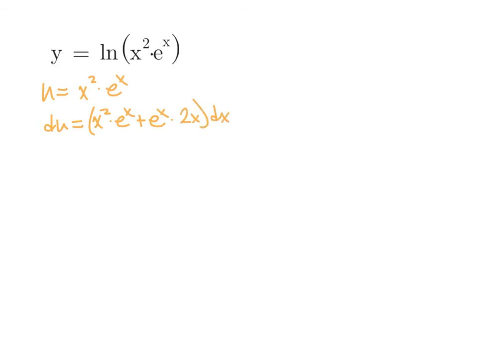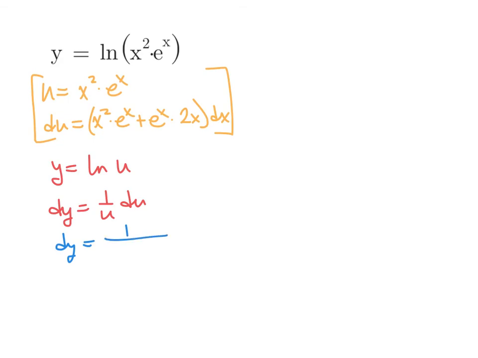That was all dx's. Now we can take that information, rewrite y in terms of u. So we'll have natural log of u and find its differential. So natural log of u turned into 1 over u du. Next, we rewrite that in terms of x. So 1 over u, which was the x squared times e to the x, times our differential, x squared e to the x plus 2x e to the x dx.